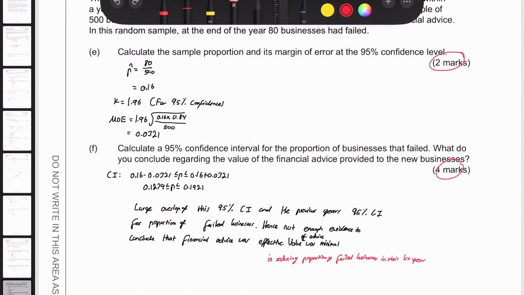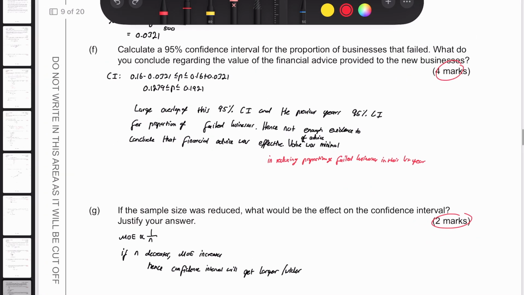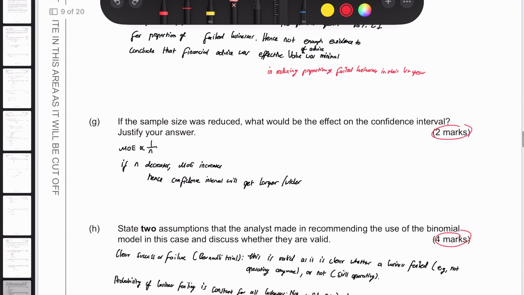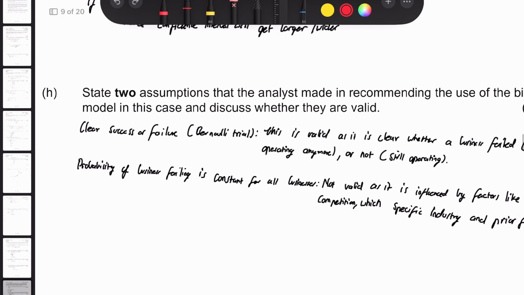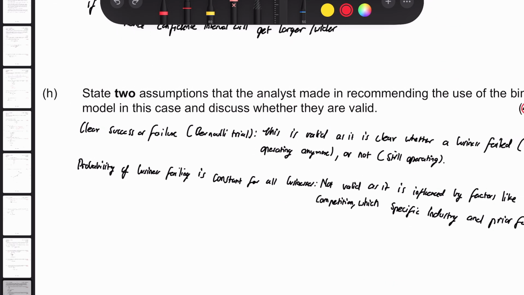But let's see. I think you got 2 marks for calculating the confidence interval. Yeah, and then 1 for referring to the overlapping, and then a correct conclusion. I said that overlap, and hence not enough evidence to conclude that the financial advice was effective. Here was a bit odd. I haven't heard back from people yet about what they think. Well, actually, I'd say the question is similar enough to this.